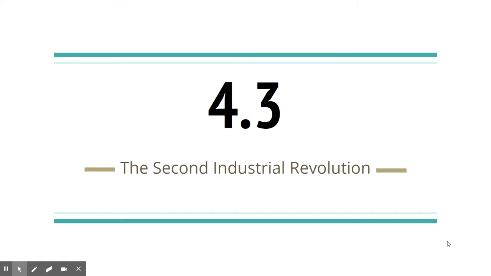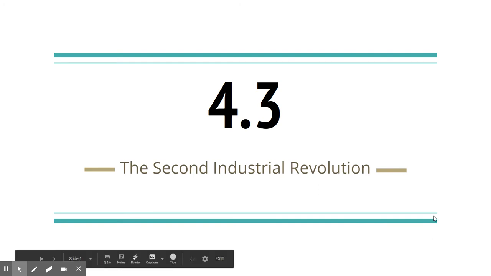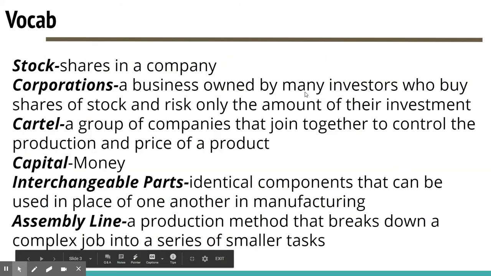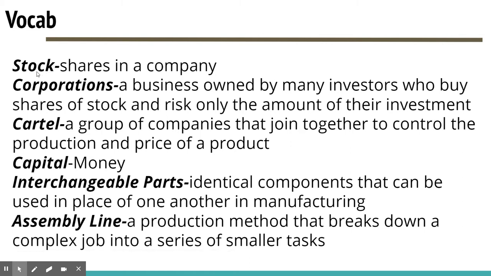This lecture is going to cover the first part of 4.3, which is the Second Industrial Revolution. During this time period, which lasts from around the 1890s all the way up into the 1930s, we're going to see a lot of the problems from the initial Industrial Revolution fixed and improvements made on a lot of the inventions. So the two most important pieces of vocabulary here are going to be stock and corporations.